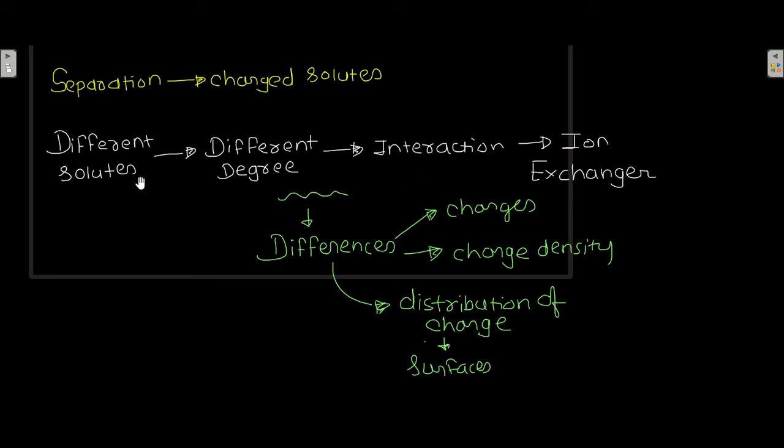Okay, different solutes have different degrees of interaction with the ion exchanger, and the reason behind these different degrees of interaction is the differences between their charges, their charge density, and the distribution of charges on the surfaces. Because of these differences, the different solutes show different degrees of interaction with the ion exchanger, and because of this there is separation of the charged solutes.